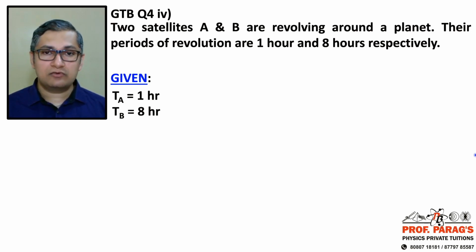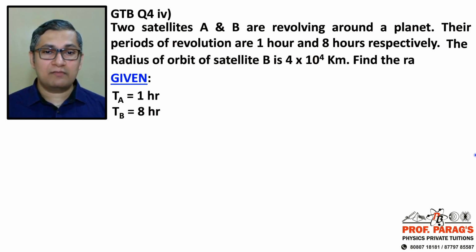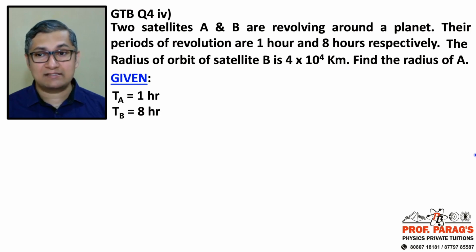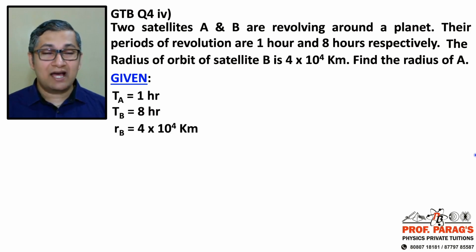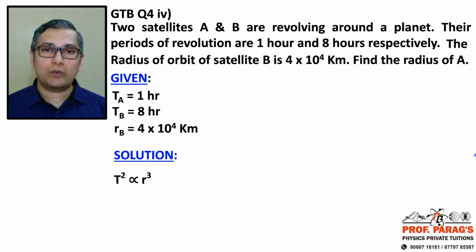Continue reading. The radius of the orbit of satellite B is 4 into 10 raised to 4 kilometers, and we are asked to find the radius of A. So RB is given to us. It's not the height, it is straight away the value of small r, 4 into 10 raised to 4 kilometers. That's a very large height. So how do we get the value of RA now? We know the formula T square is proportional to r cube, but what I want here is r, not r cube.